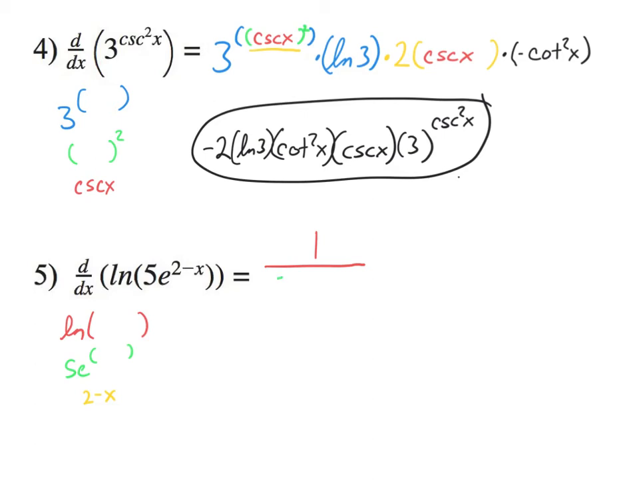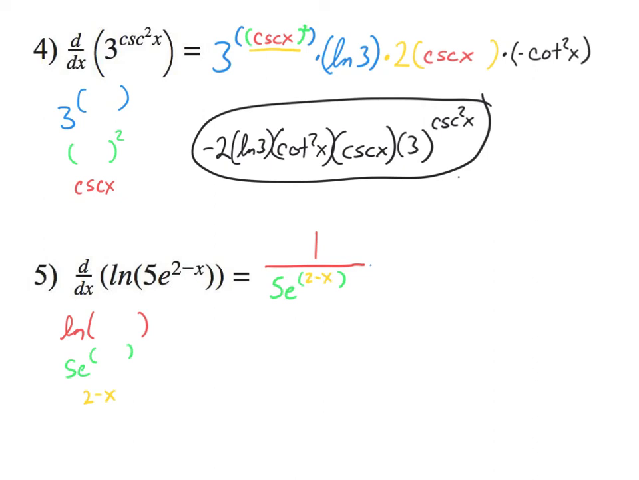All right, and the inside is just going to be 1 over the value of what's inside. So that's 1 over 5e to the blank with the 2 minus x. So again, the derivative of ln blank is 1 over what's inside, and what's inside is this. So I'm leaving that on the bottom. Now my goal is to take the derivative of this, and this is going to be another chain. So you're going to need another chain here.